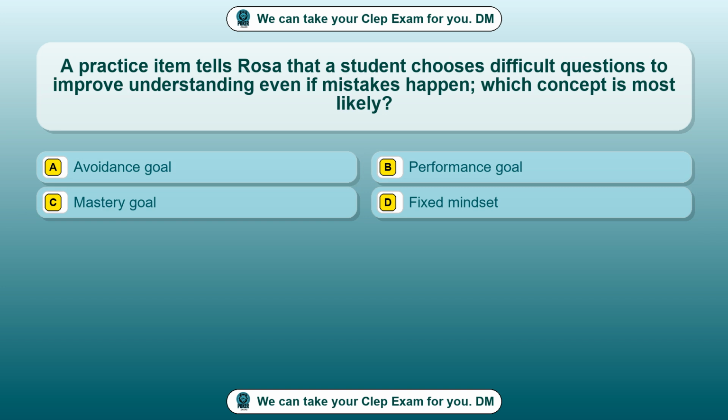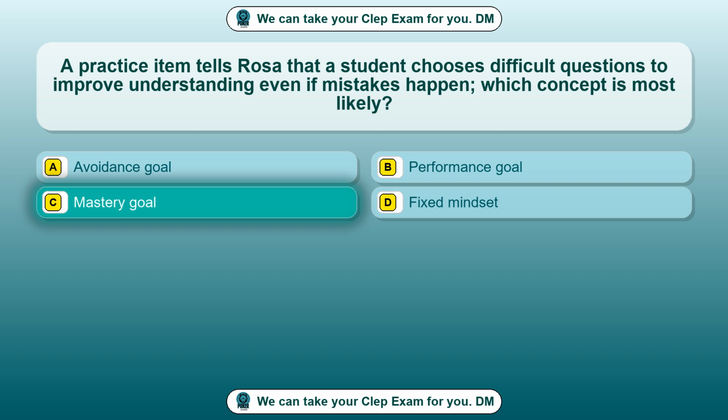Question 28. A practice item tells Rosa that a student chooses difficult questions to improve understanding even if mistakes happen. Which concept is most likely? Option A, avoidance goal. Option B, performance goal. Option C, mastery goal. Option D, fixed mindset. The correct answer is option C.